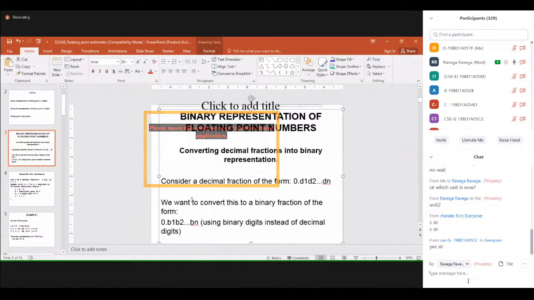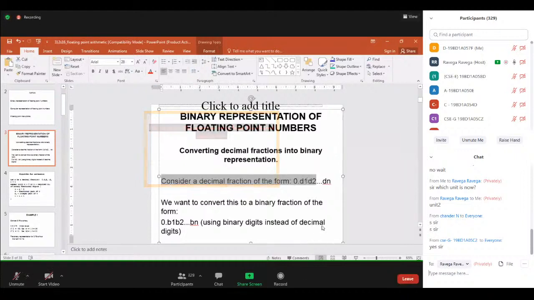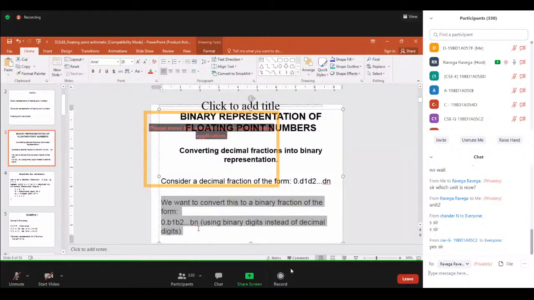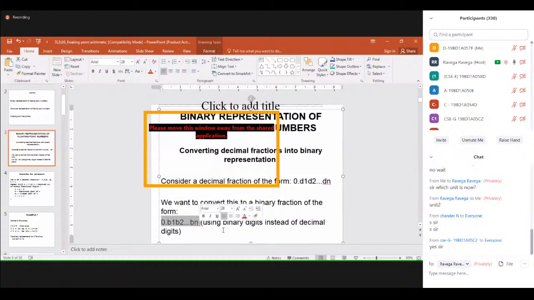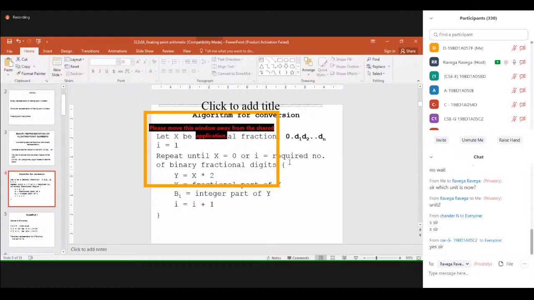Okay, so see here, you can see a decimal fraction of this form. Now we want to convert this to a binary fraction of this form, right? So this is a decimal fraction, and we are going to convert it to the binary fraction, right? So for that, we are going for different algorithms.